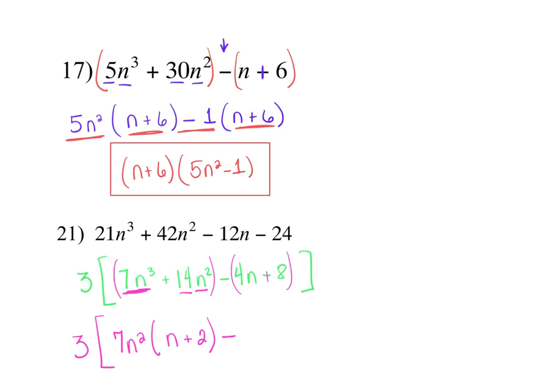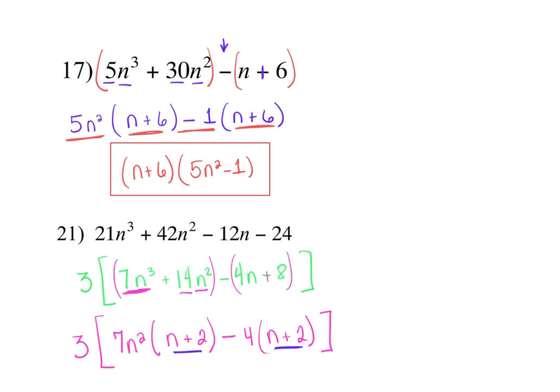What can I take out between the 4 and the 8? 4. So I have a 4 in common. I'm going to put the 4 on the outside. 4 divided by 4 is 1, and I didn't take any n's out, so I have an n. Plus 8 divided by 4 is 2. All right? And again, when you are factoring by grouping, these two groups should end up being exactly the same. My final step here is to write down all my factors.